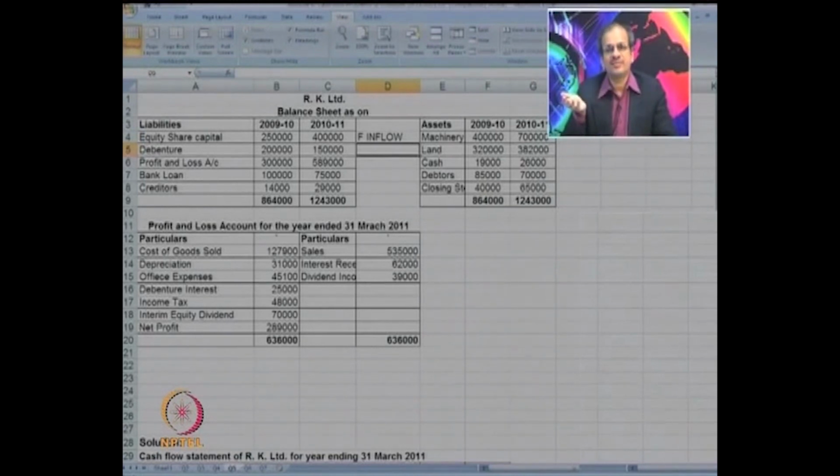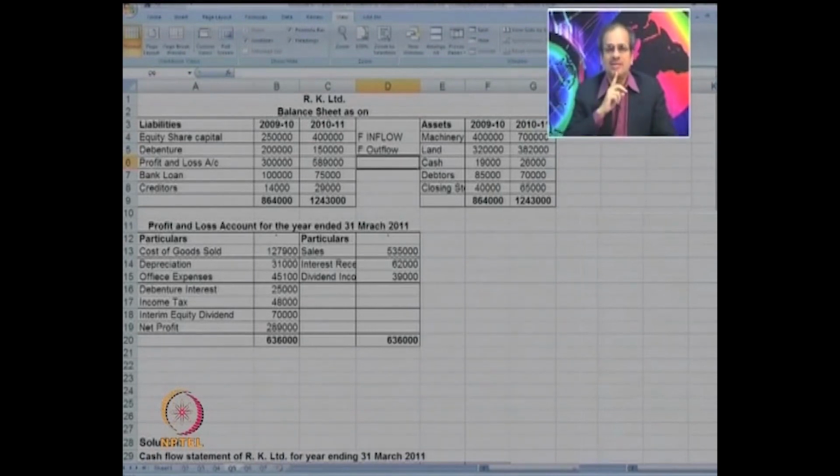Debentures, what type is it amongst O, I, F? You are right, again it is a financing flow, because raising money by way of debentures is one of the examples of generating funds for the business. And is it an inflow or outflow? You can see the balance has gone down from 2 lakh to 150. So it is not an inflow, it is an outflow for the concern. So F outflow.